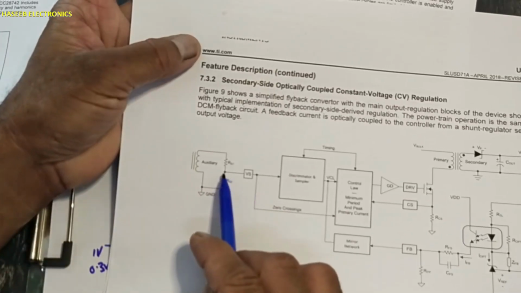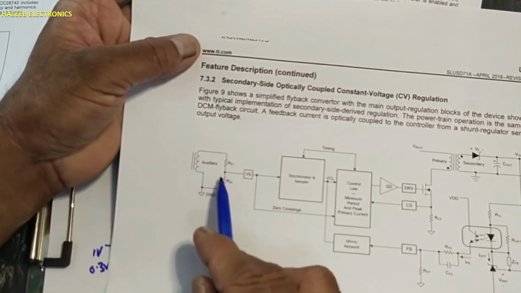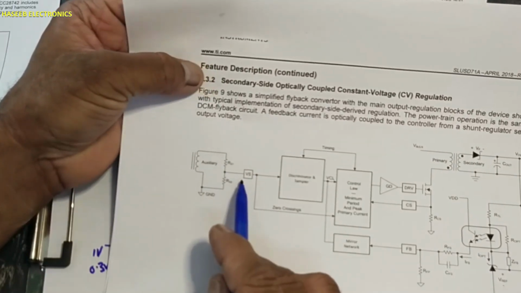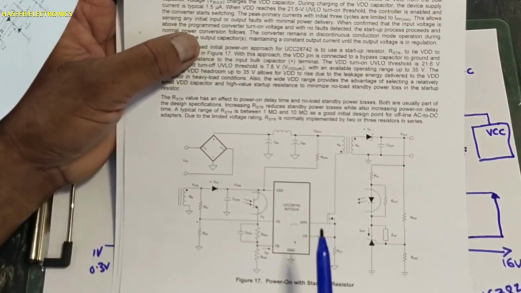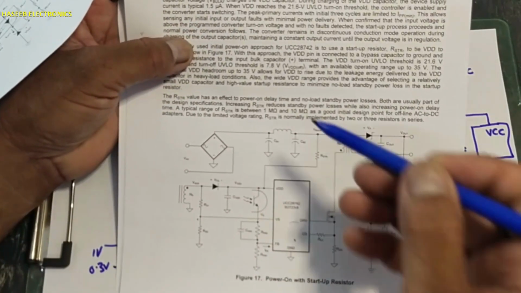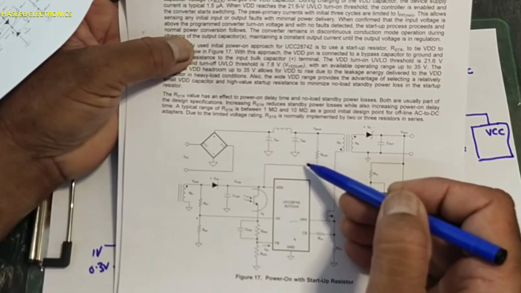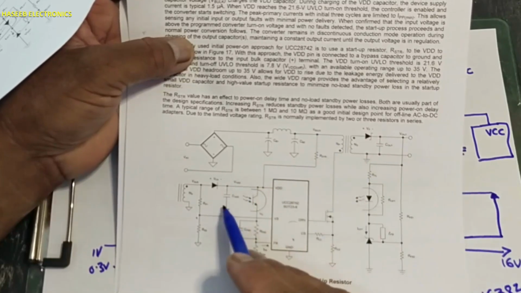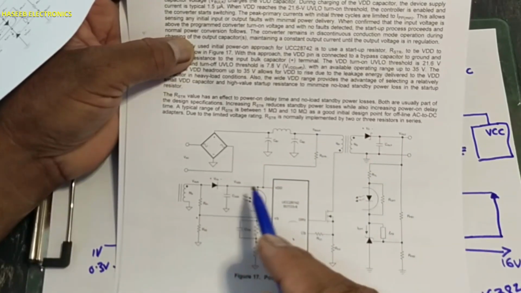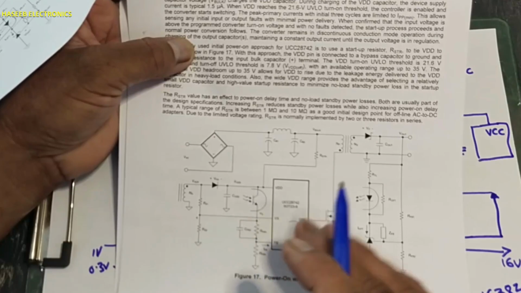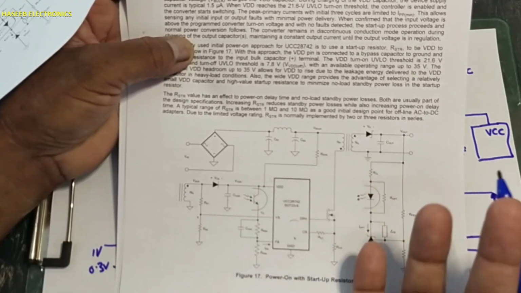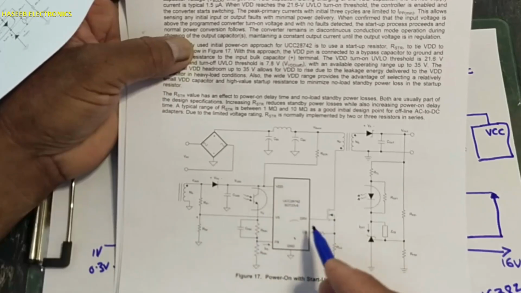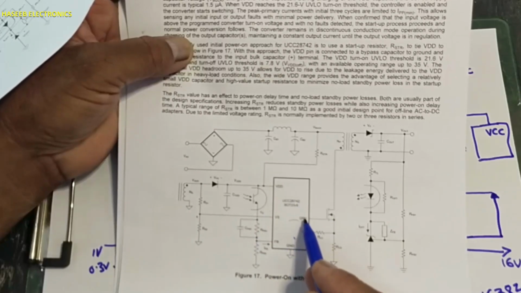The VS pin is connected to the auxiliary winding voltage using a voltage divider network. It is working as a zero crossing detector. The function is approximately the same. The startup resistor will provide biasing voltage to the VDD capacitor, at the VDD pin. When it reaches above 22 volt, it will start to switch. When it is switching, it will provide a drive signal to this MOSFET.